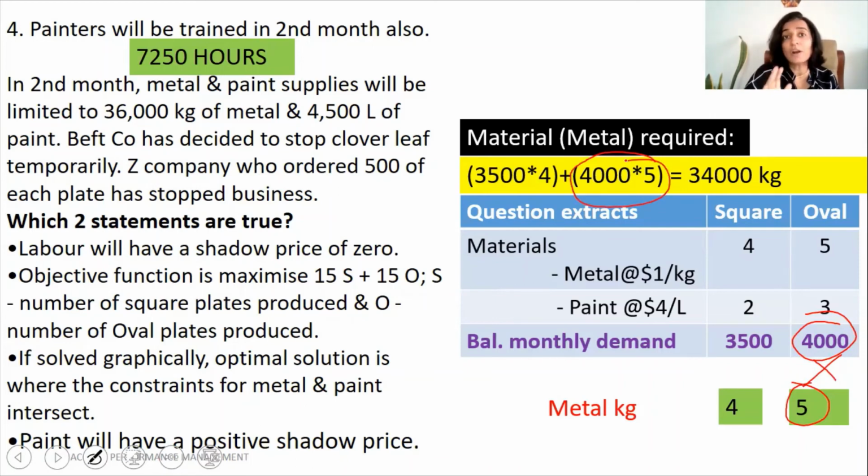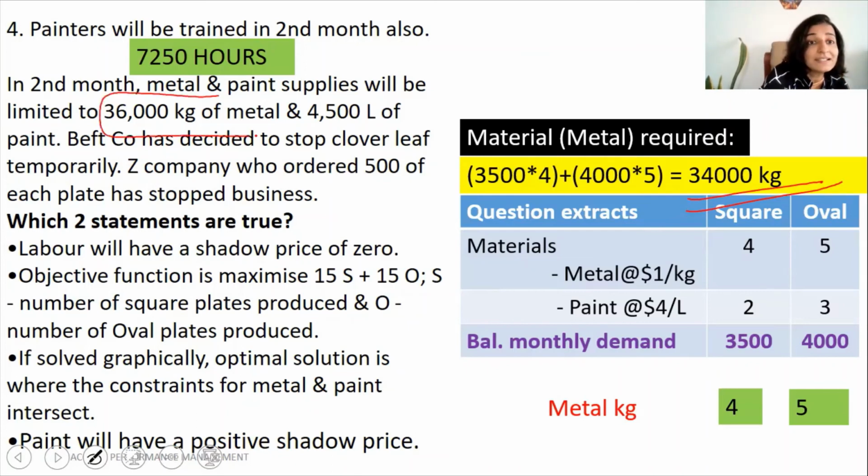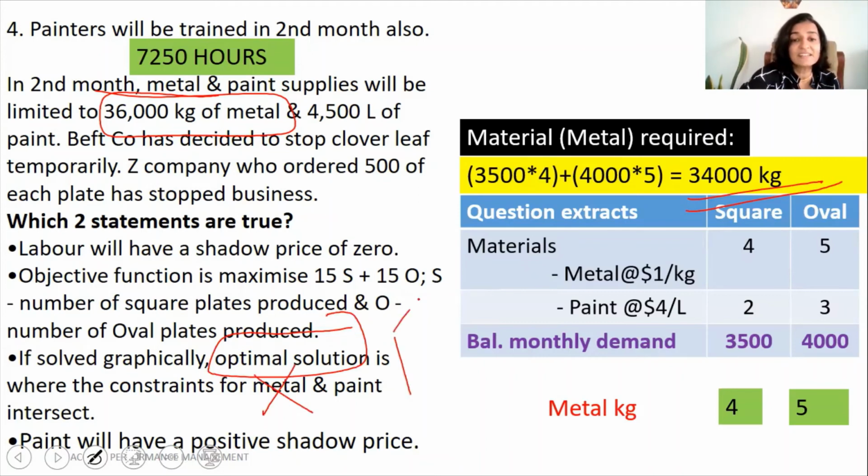So the total quantity of material as far as metal is concerned is 34,000 kg. How much metal do we have? We have 36,000 kg of metal with us, which means that metal is a non-binding constraint. So it is clear that the optimal solution will not lie on the constraint for metal, which means that this statement is false. So now we have a false statement here, and the second statement is also true.